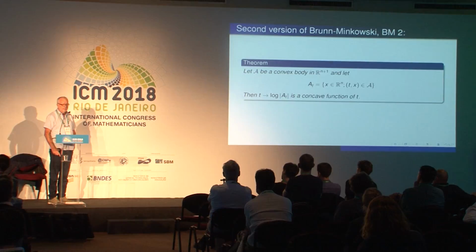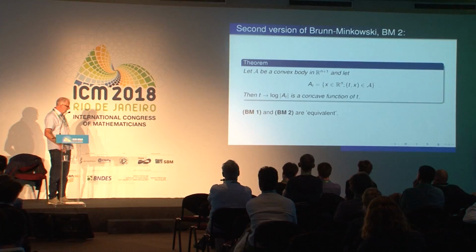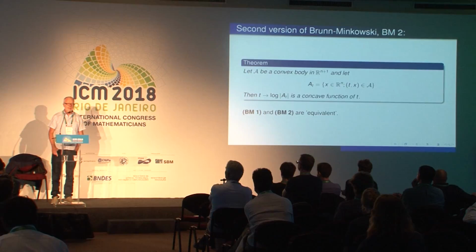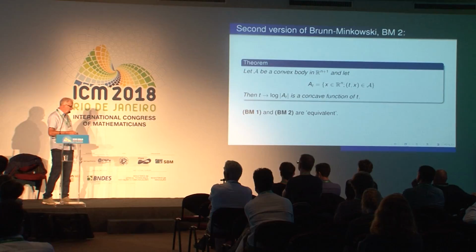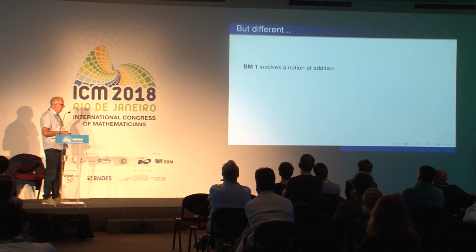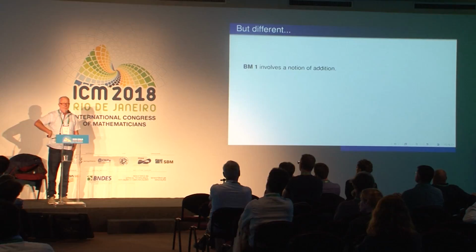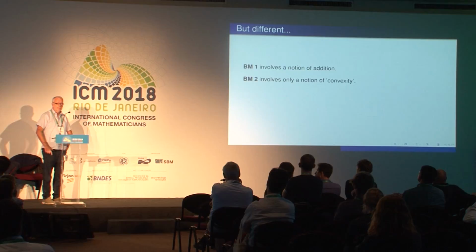And then those two statements are equivalent in the sloppy mathematical way of speaking, which means that it's fairly easy to go from one to the other, much easier than proving either of them. But they are different still. You notice that the first one involves the notion of addition. You can add the points in convex bodies to each other. The second one does not, but it involves the notion of convexity.